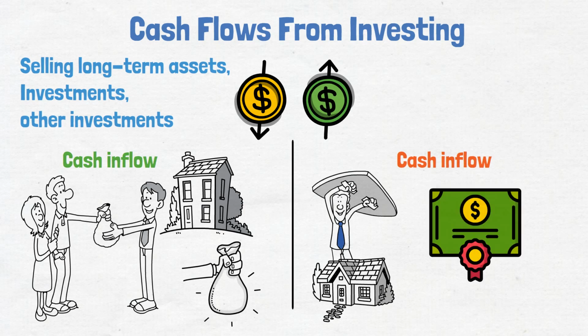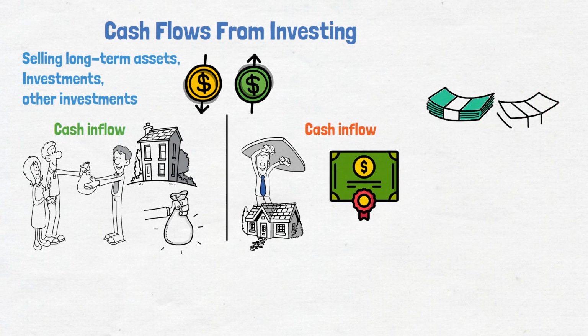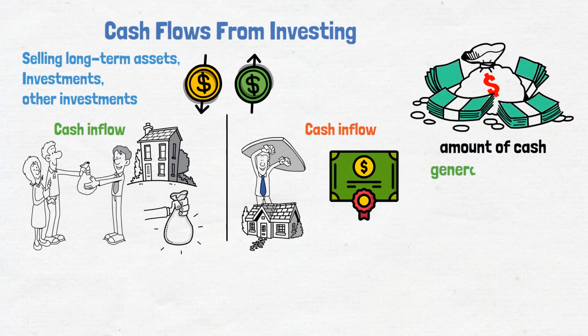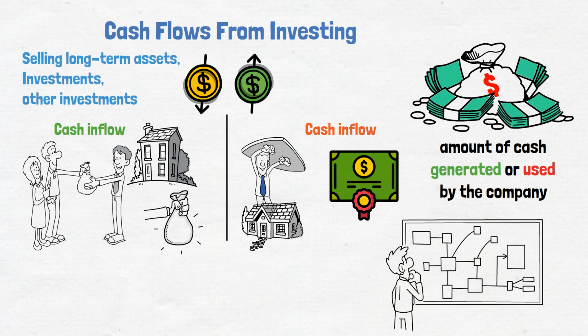The net cash inflow or outflow from the investing activities section reflects the amount of cash generated or used by the company for investments in its long-term growth and strategic initiatives. It helps stakeholders understand the company's investment strategy and how it is financing its capital expenditures.